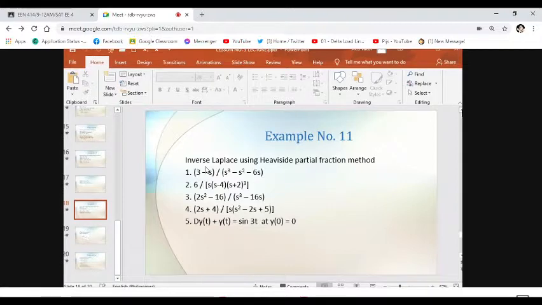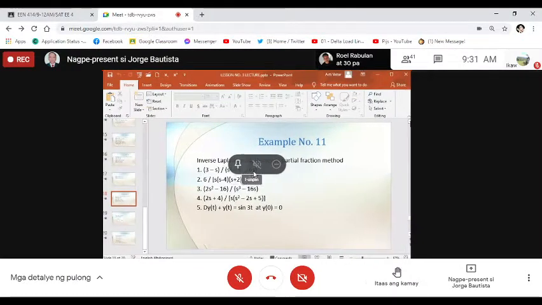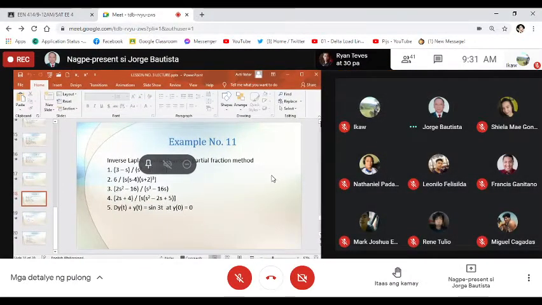So I'll write the question first. F of s at number 4: f of s equals 2s plus 4 all over s squared minus 2s plus 5. Okay, so stop sharing this.